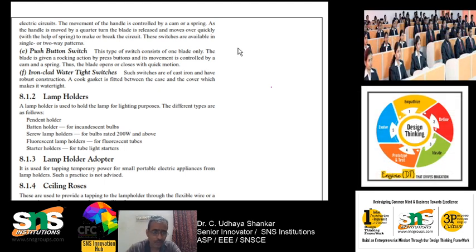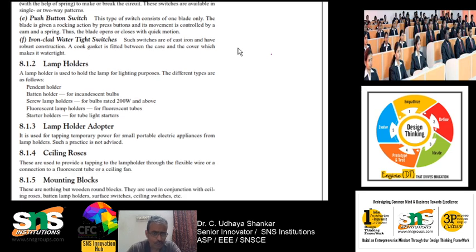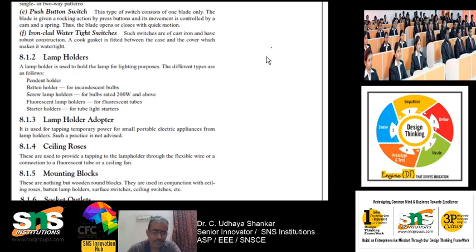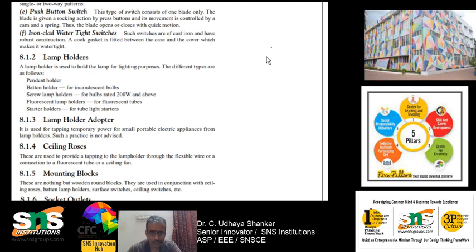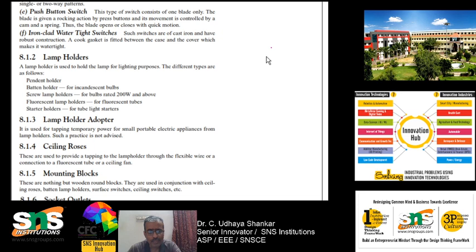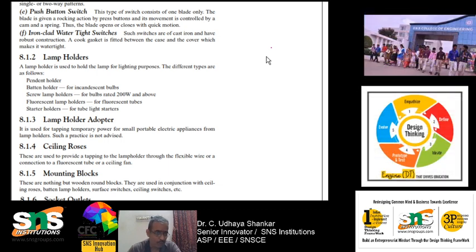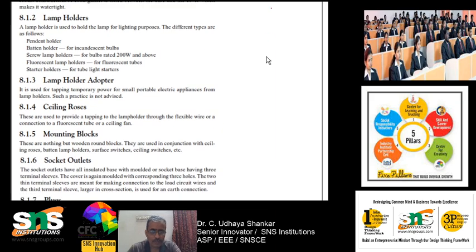Then we will be moving on to the push button switches. So what do you mean by push button switch? This type of switch consists of one blade only. That is a very important thing, and this blade is given rocking action by pressing the push button, and its movement is controlled by a cam and spring. Thus the blade opens and closes with quick motion, and this type of switch is called a push button. Anyway, we will be seeing the diagrams in the forthcoming video. I will just be showing them so that you will have more clarity.